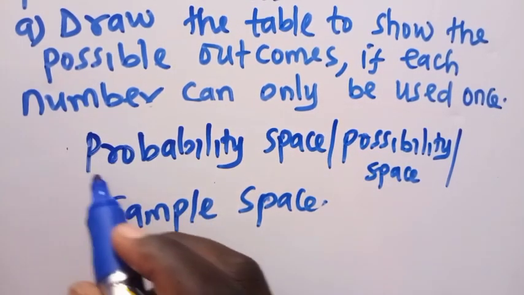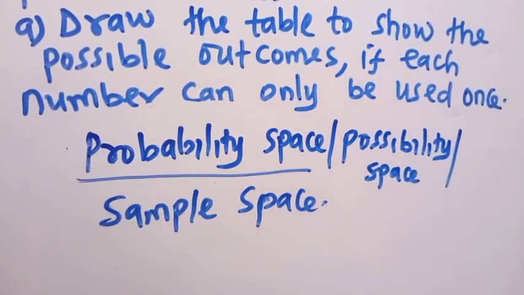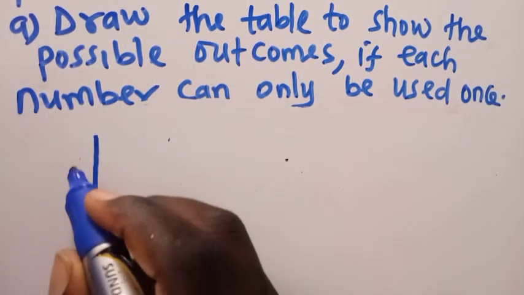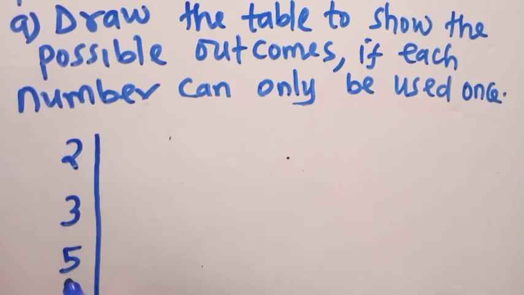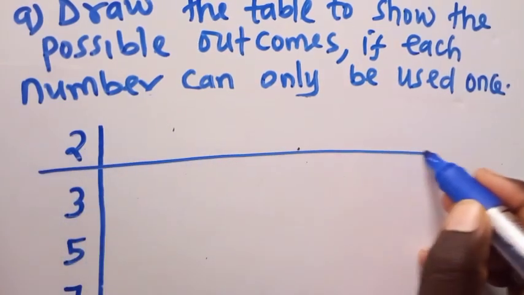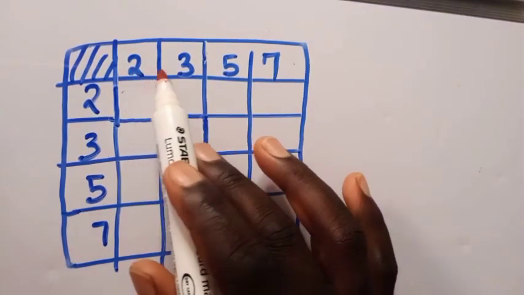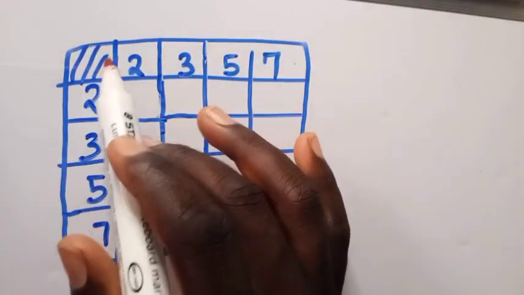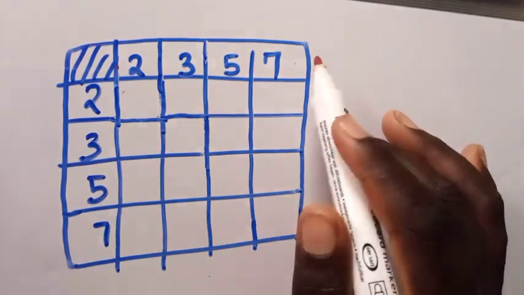So in this case, we need to draw a probability space, and that will be our table showing the possible outcomes. Now, this is how you draw the table. We have the numbers 2, 3, 5, and 7. Those are the first four prime numbers. So we write them downwards, and we also write the prime numbers horizontally. So we write them vertically and horizontally. Then we shade here. We start from here and write downwards, then we also start at the top here and write horizontally.